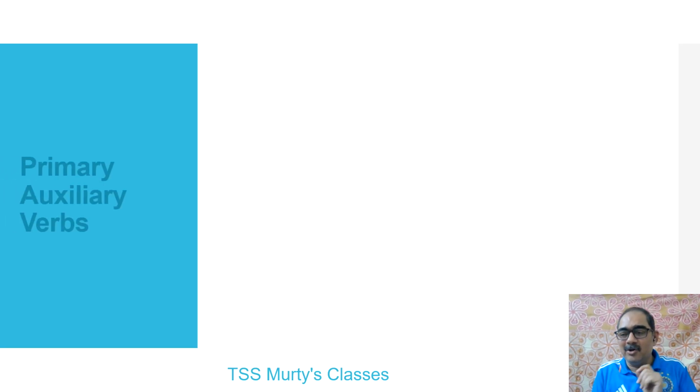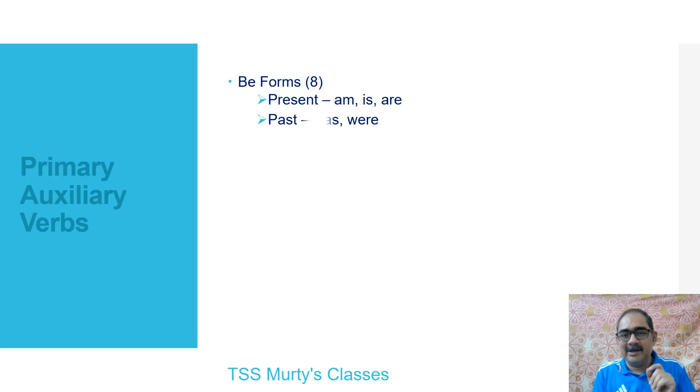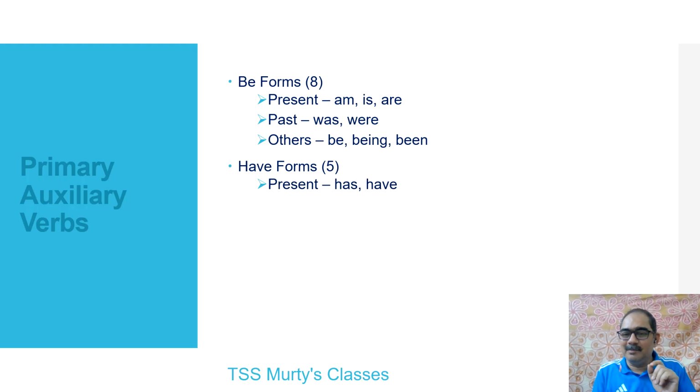What are these primary auxiliary verbs? I'm not going to teach you anything new here, but I'm going to put them into a structure. Be is the only verb in English that has 8 forms. These are the present tense forms, and their respective past tense forms are these. In addition to these, there are 3 more forms as far as be is concerned. Have has 5 forms. Again, the present tense forms, its past tense, and the other forms.